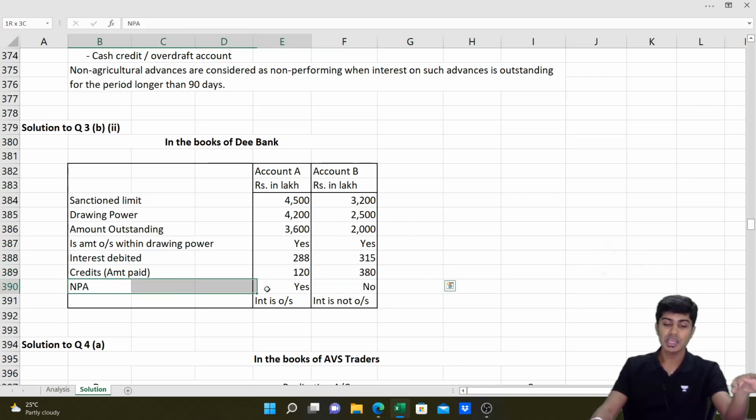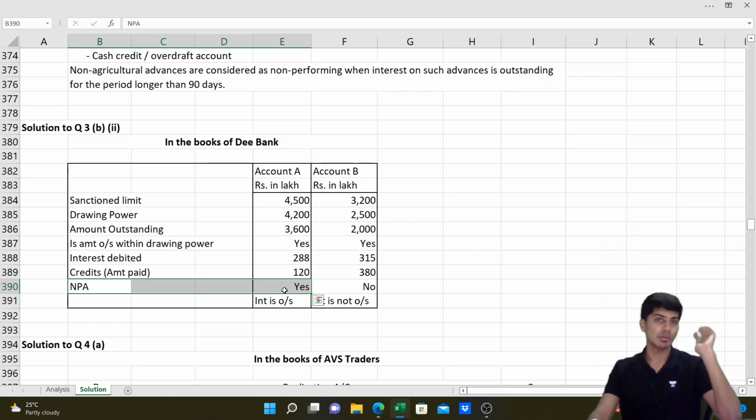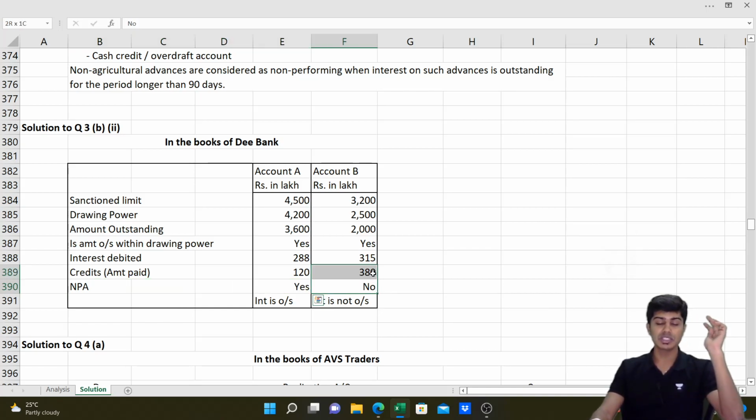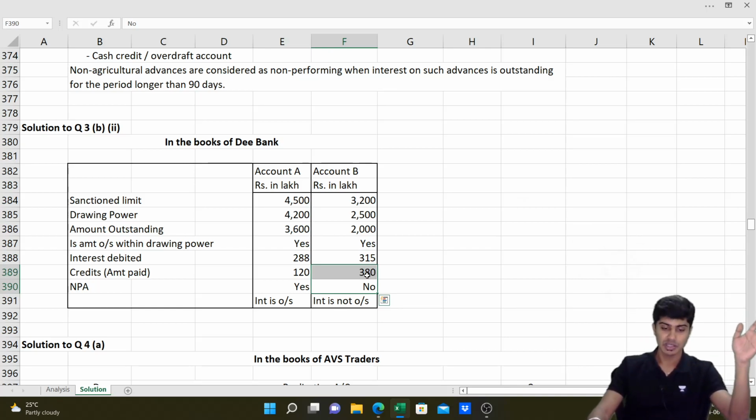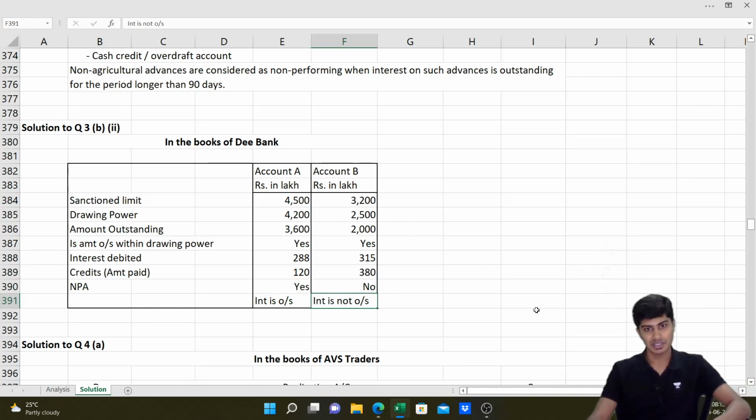Is it an NPA? Yes, for account A, because interest by itself is not paid. Is it an NPA for account B? No, it's not, because the amount is paid in excess of interest, so part of principal is also repaid. So the reason is: your interest is outstanding, your interest is not outstanding. A very simple question for 5 marks.